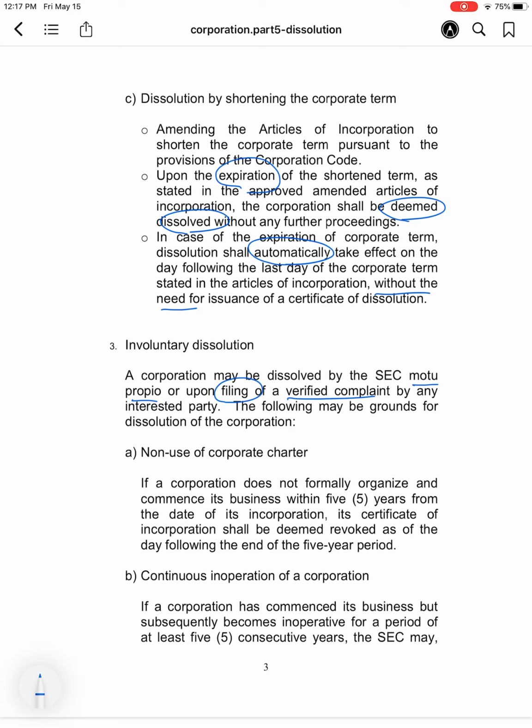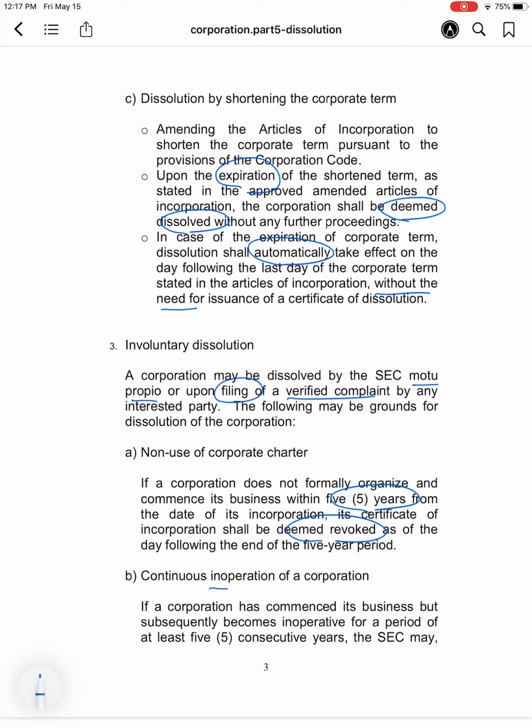Letter A, non-use of corporate charter na discussed to under the incorporation na topic. If a corporation does not formally organize and commence its business within 5 years from the date of its incorporation, its certificate of incorporation shall be deemed revoked, automatic, as of the day following the end of the 5-year period. Meron siyang certificate of incorporation pero hindi nag-organize at hindi nag-commence business within 5 years from the date of its incorporation. Automatic, marirevoke.